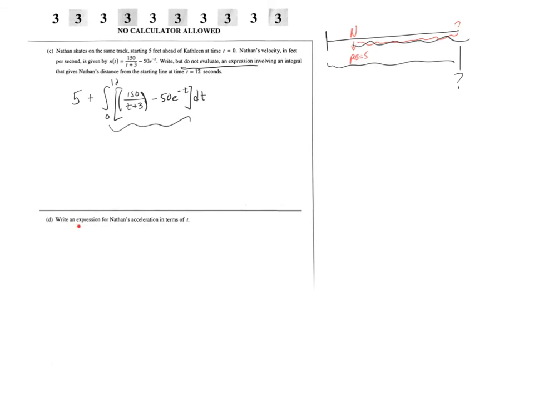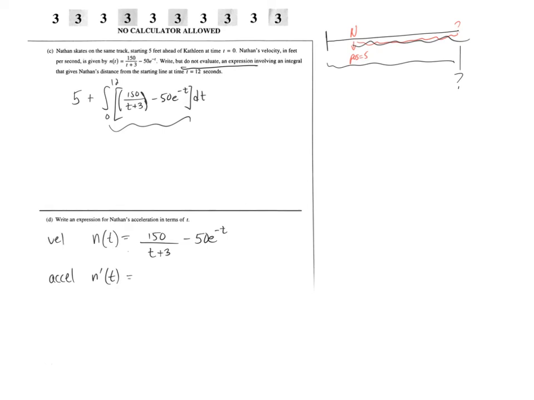On to part D, write an expression for Nathan's acceleration. We've been given his velocity, this function right here. N of t is his velocity, which is 150 over t plus 3 minus 50e to the negative t. Acceleration, of course, is the derivative of that.